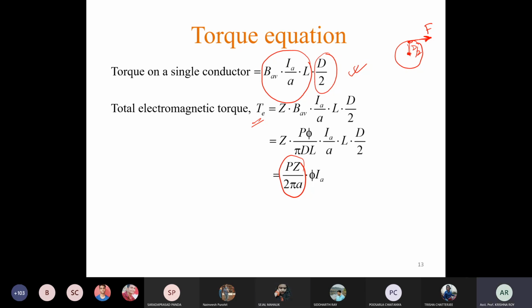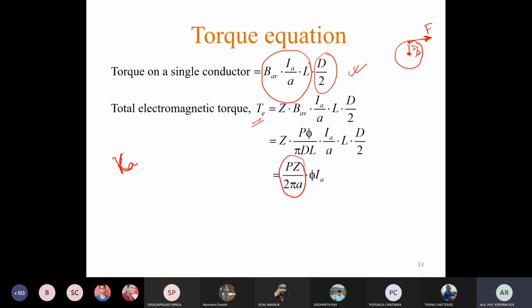This is nothing but Ka, the armature constant. But one problem is there: though as per this expression, this is the same as Ka, this is not Ka. This is somewhat different from Ka. So what is this? This is actually Kt, which is called the torque constant.